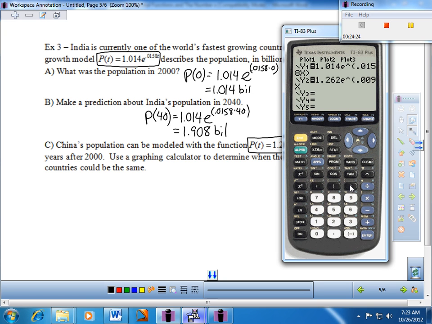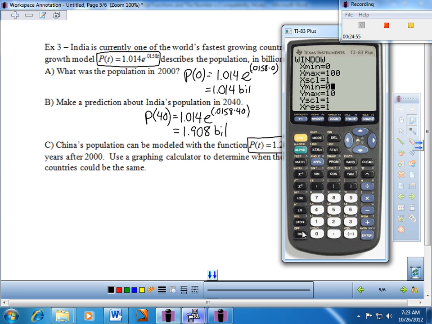Now what we're probably going to want to do is get a window that makes decent sense. We're in billions, so we don't have to go all the way up to a billion or 2 billion. It's already in billions. So I'm thinking we're going to go to our window here, and let's check it just over the 21st century. So I'm going to start at year 0. That would be 2000. And let's go to 2100 and just see what happens there. I don't know that that's ideal or not. Don't worry about the scale.